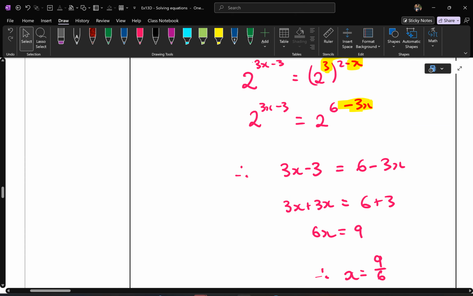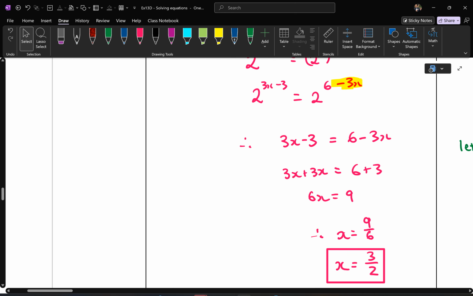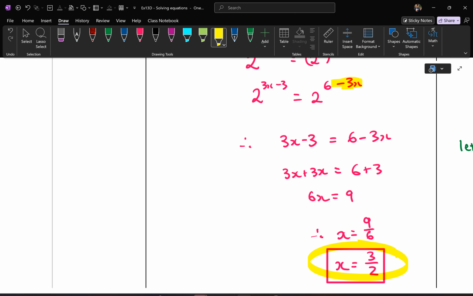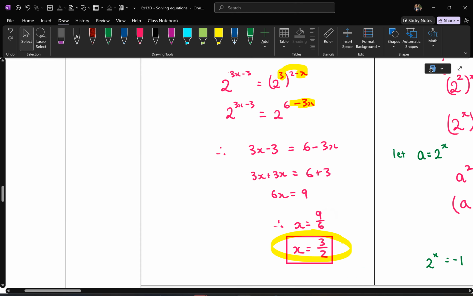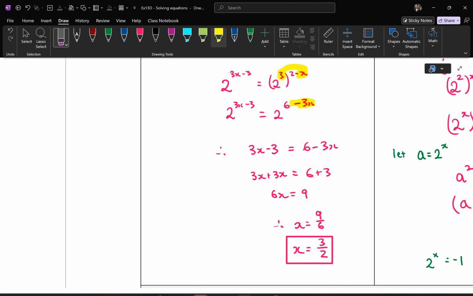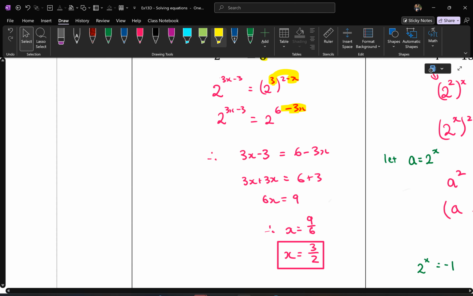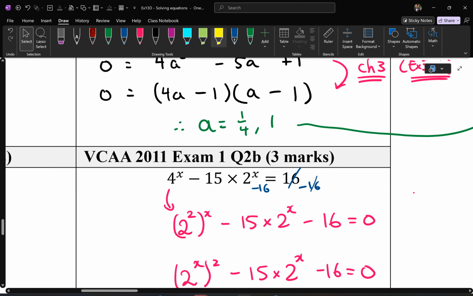So, solve them. Powers must be the same. So 3x minus 3 equals 6 minus 3x. And therefore, x equals 3 on 2. Make sure to simplify your fractions. They only accept one answer. There are not multiple answers. If you leave it as 9 on 6, you lose a mark. It has to be 3 on 2. Can I get a show of hands who got 3 on 2? Good. Excellent. You got yourselves 2 marks out of 40 in 2014. All right, 2011.